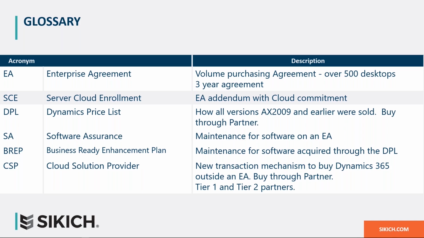So an EA organization, someone who's bought their AX on an EA, will be paying some level of software assurance, and that's an annual fee. The way that the EA calculates it, it's about 25% of the value of the installed licenses, 25%. But the most impactful thing about being on an EA on 2012 is upgrading.